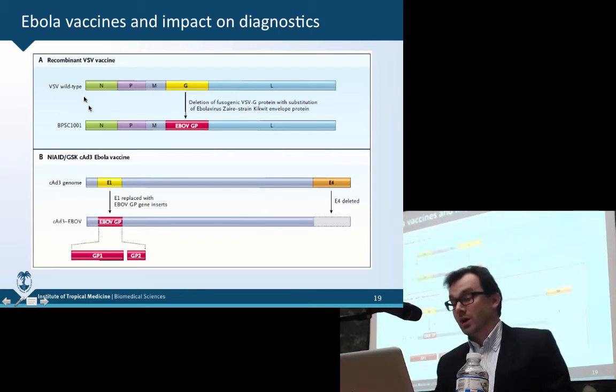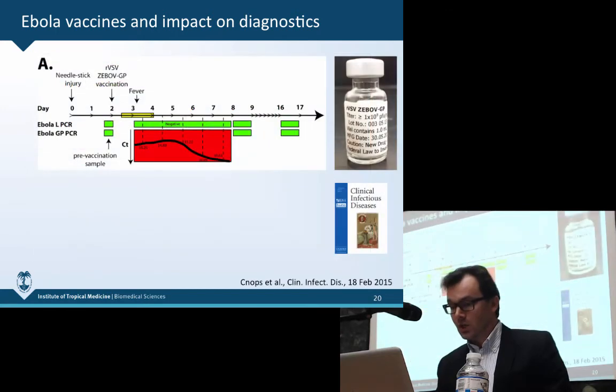So this is a live attenuated vaccine, a vesicular stomatitis virus vaccine vector, where the glycoprotein of the VSV virus was replaced by Ebola glycoprotein. This GSK vaccine is a chimpadenovirus vaccine, so a common cold vaccine, where E1 was replaced by Ebola virus glycoprotein, and E4 was deleted. So this is just a vector vaccine, it's not a live attenuated vaccine.